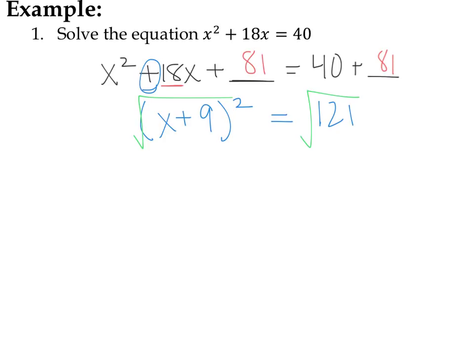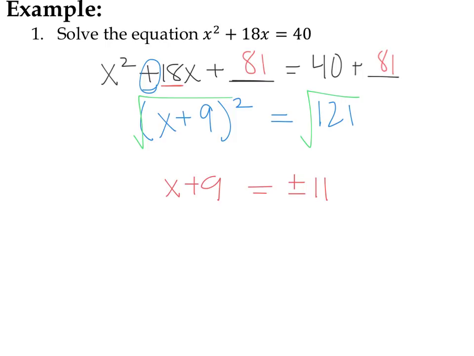Well, anything squared, square rooted, is just whatever that number is on the inside. So I now have x plus 9 equals positive or negative 11. If I take the square of positive 11, I get 121. If I take the square of negative 11, I get 121. So there's two different solutions that I could get from square rooting 121. Okay, technically I don't need these parentheses anymore. I already got rid of my square on the outside, so there's nothing happening outside of those parentheses.